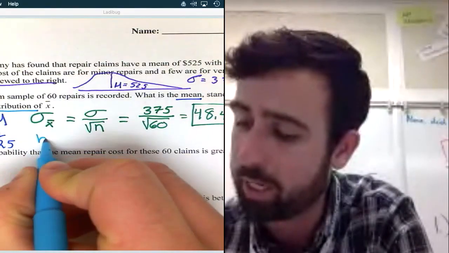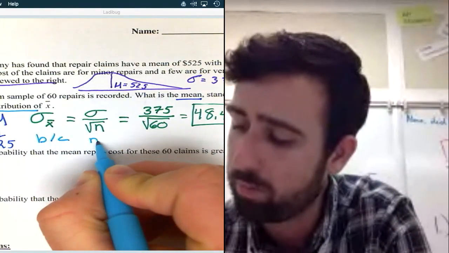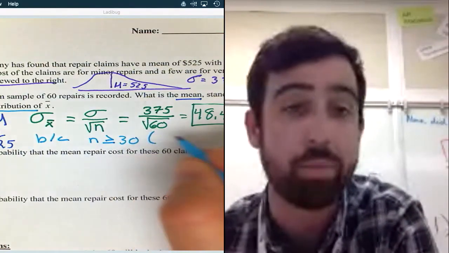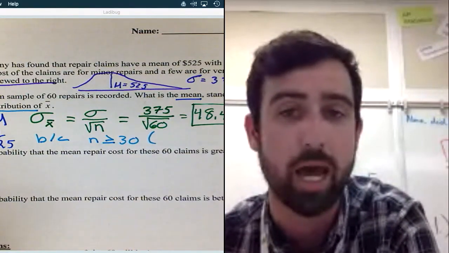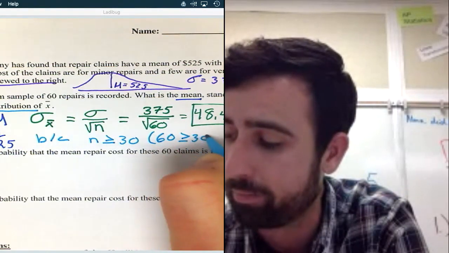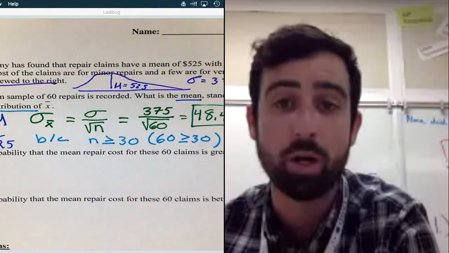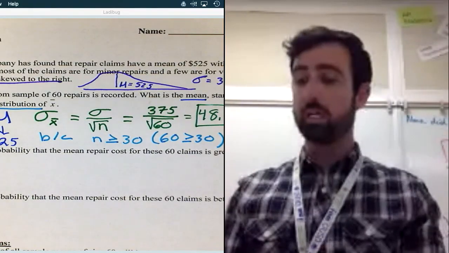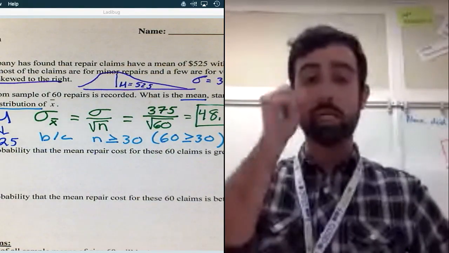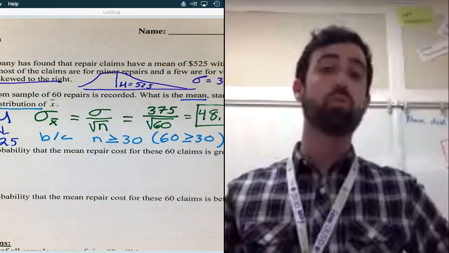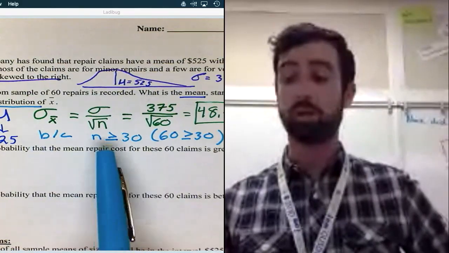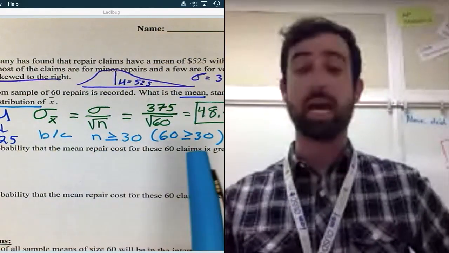Right? So we would say because n is bigger than or equal to 30, on the AP exam, they will not accept just n is greater than 30. You have to actually put 60 is greater than 30. I remember one year, students didn't put 60 is greater than 30, and they actually docked students from an E to a P. So the reader doesn't assume that you know what n is. Okay? So make sure you put the actual numbers in there.